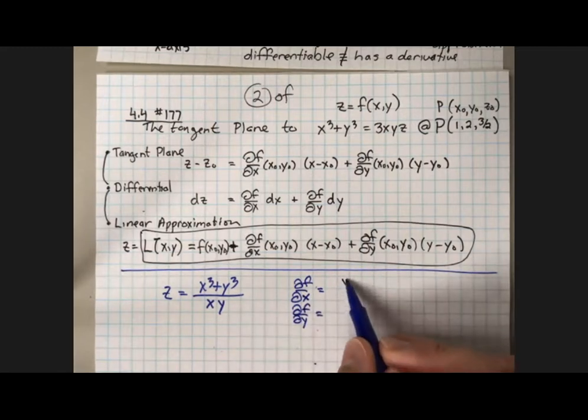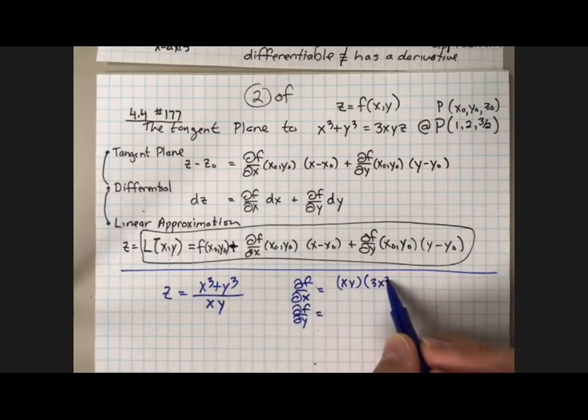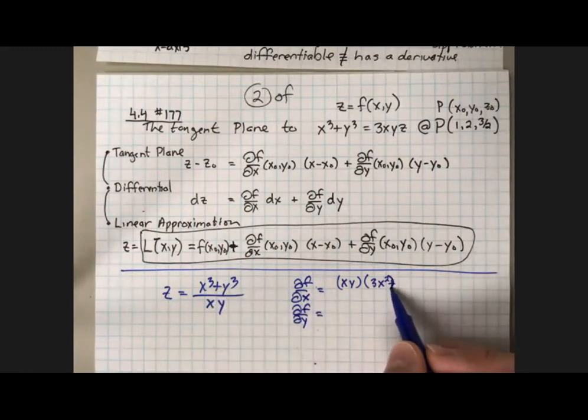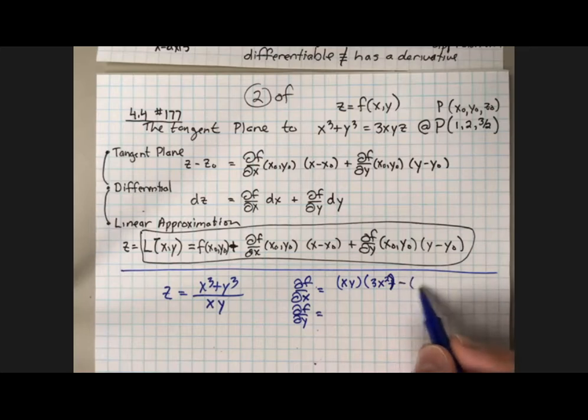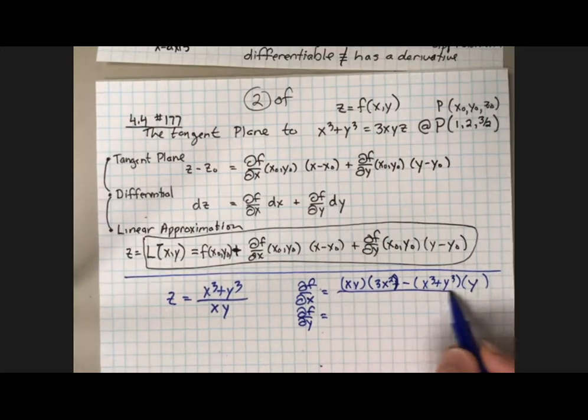And that is bottom times the derivative of the top. Now the derivative of the top with respect to x, which is 3x squared plus y cubed. No, 3x squared, and y cubed is a constant. So that's bottom times derivative of the top minus the top. Here I take the literal top times the derivative of the bottom. Derivative of the bottom with respect to x is y. And then I divide by the bottom squared.